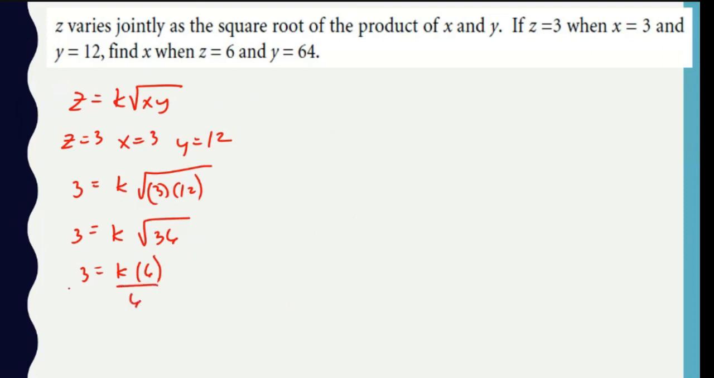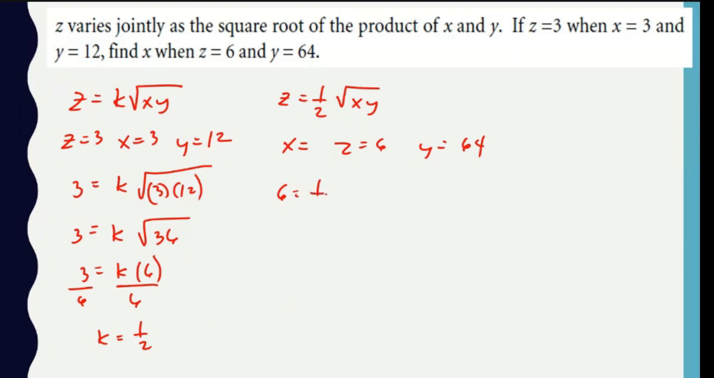Divide both sides by 6. k is equal to 1/2. Okay, so now I will substitute 1/2 to our initial tentative equation. z is equal to 1/2 square root of xy. Okay, so we will now solve for x when z is equal to 6 and y is equal to 64. So I will now substitute the values of x, z, and y. You will have 6 is equal to 1/2 square root of x times 64.